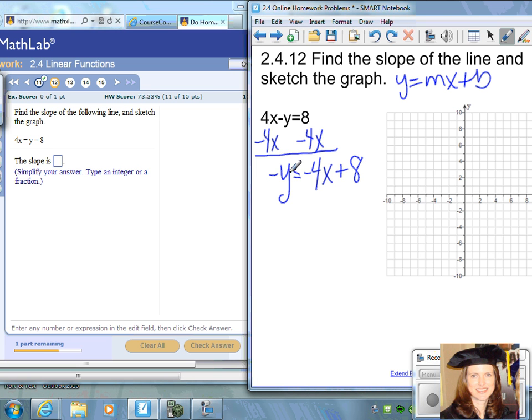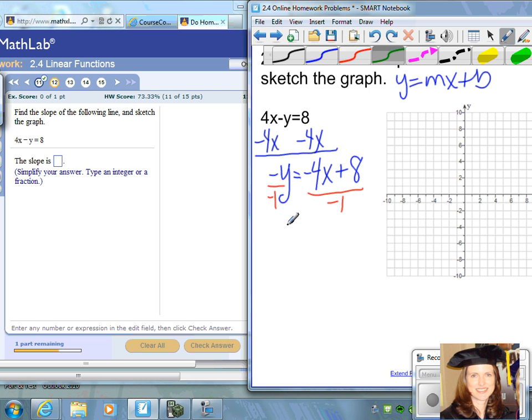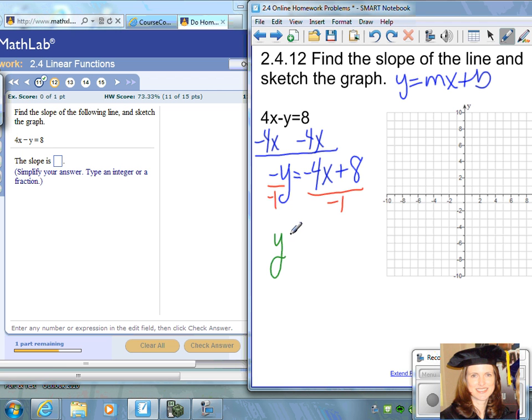We want to get the y by itself. It has a negative in front, so what we can do is divide by negative 1 on both sides, and that will give us a positive y equals negative 4 divided by negative 1 is positive 4x. Positive 8 divided by a negative 1 is a negative 8. So the slope of this line is 4. And we can write 4 as a fraction, 4 over 1, and the y-intercept of this line is negative 8.